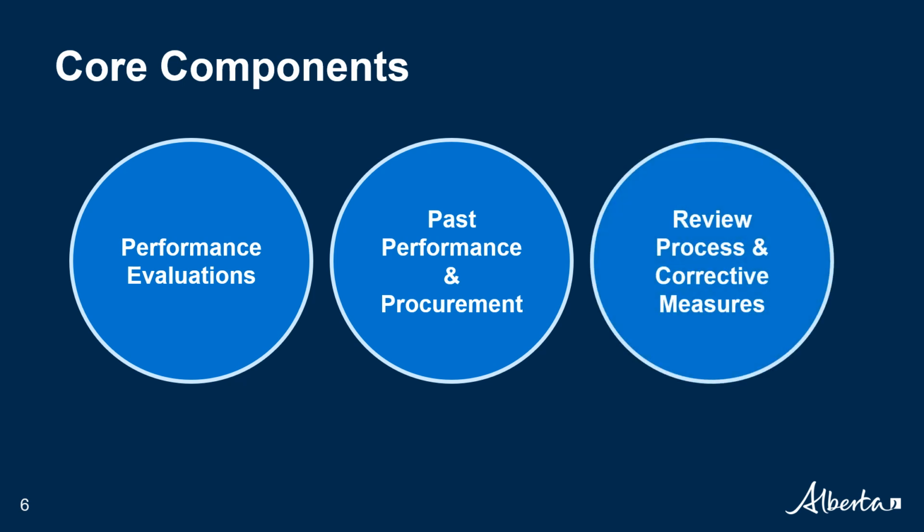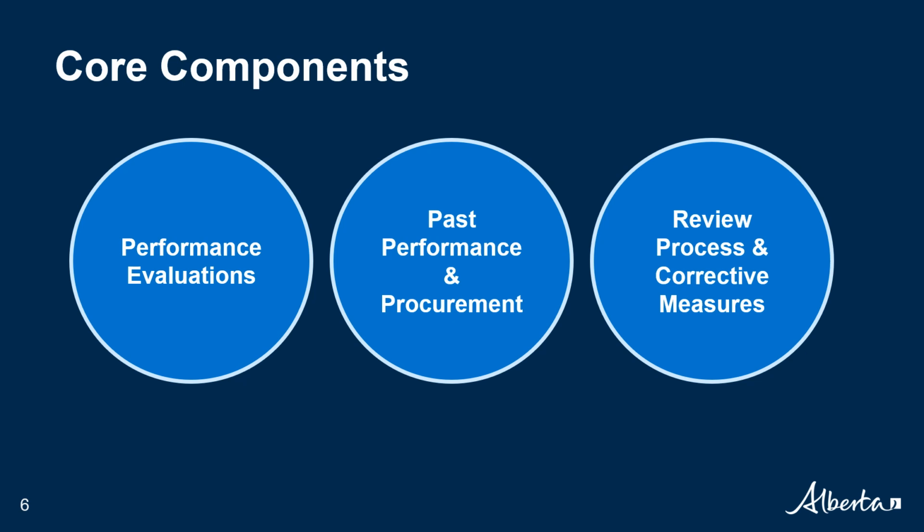The third core component is the review process and corrective measures. To promote fairness and transparency, infrastructure allows vendors to submit a formal request to have a recently received performance evaluation be reviewed by senior leadership at Alberta Infrastructure. This ensures that they were fairly and accurately evaluated on their contractual performance. The process on review requests is covered in Module 5.